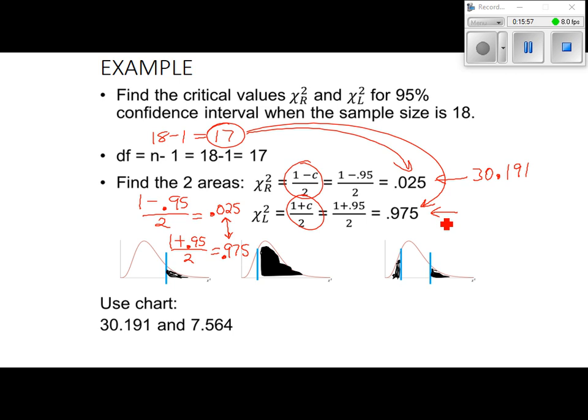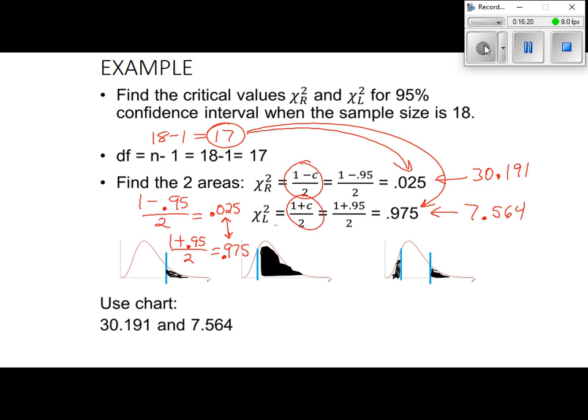Then we do the same thing for the left one. We go down to 17 and we go over to 0.975, which is 7.564. And those are our two critical values.